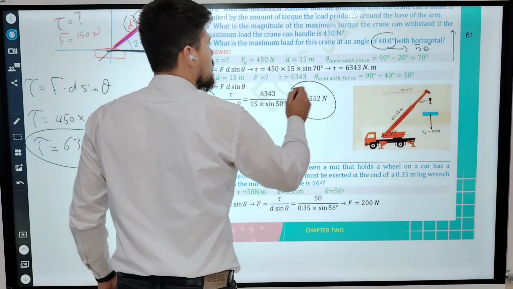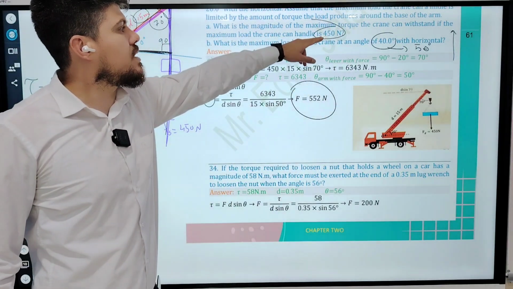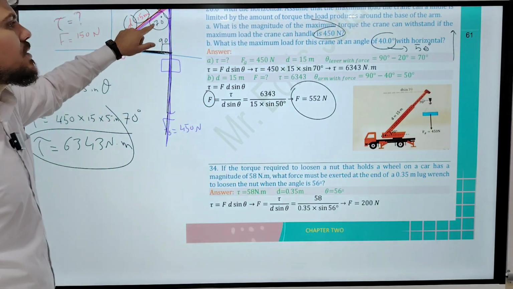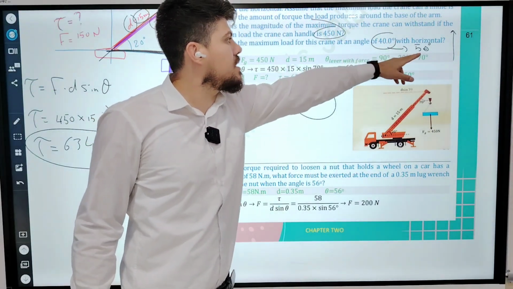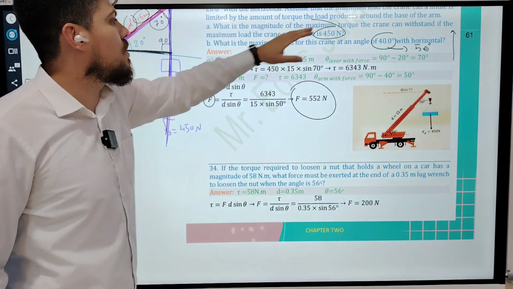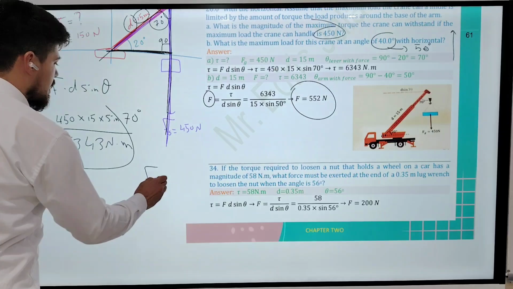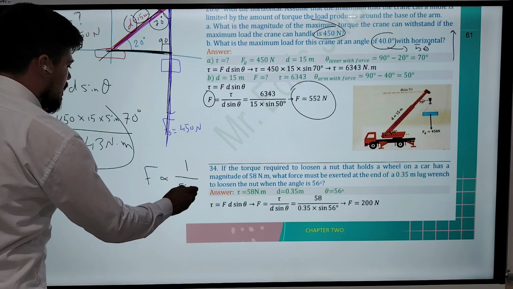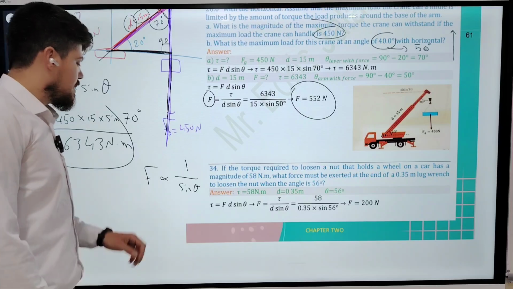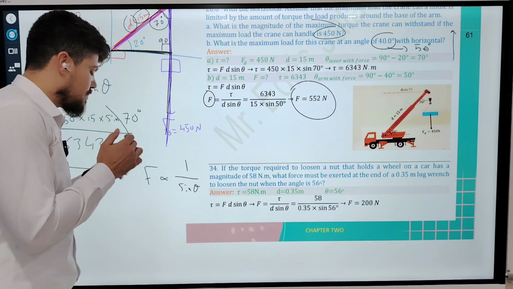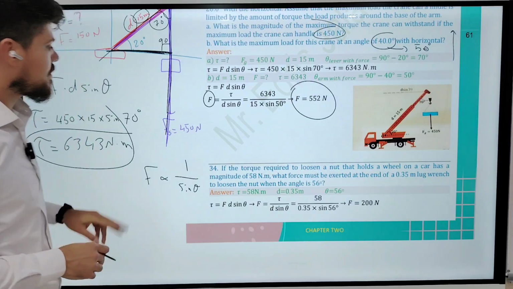Which is equal to 552 Newton, compared with branch A. In branch A, the force was 450 when the angle is 70, but in branch B, the angle is 50, so that is why it requires more force. Why? Because force is inversely proportional to sine theta. When we say sine theta, it means the value of the sine theta.